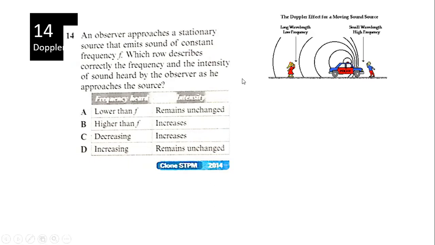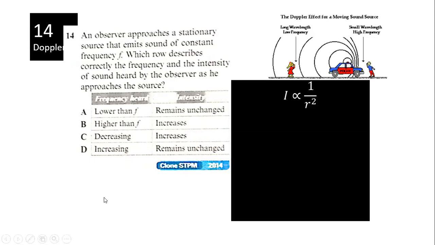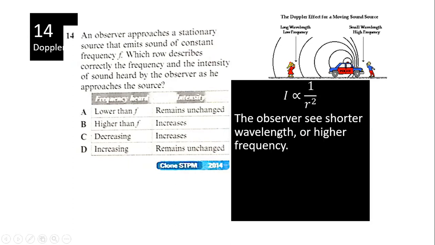Okay, memorize the picture. And then remember your intensity is proportional to 1 over distance squared. So the observer sees a shorter wavelength or higher frequency. Intensity starts to increase because the distance starts to decrease. Okay, boy.